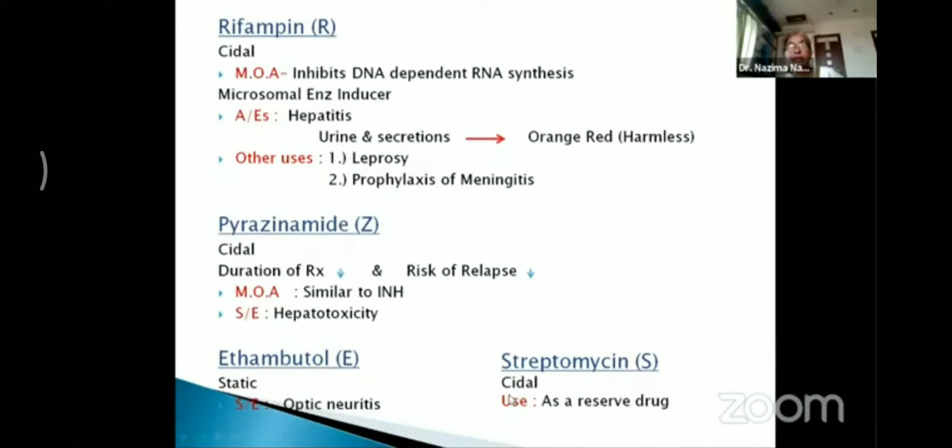Streptomycin, which is again bactericidal, is used as a reserve drug. It may not be included in the initial therapy for tuberculosis. So tuberculosis has the initial therapy as well as the continuation therapy. So in the initial therapy where all the first line drugs are generally used, streptomycin may or may not be included in the initial therapy.